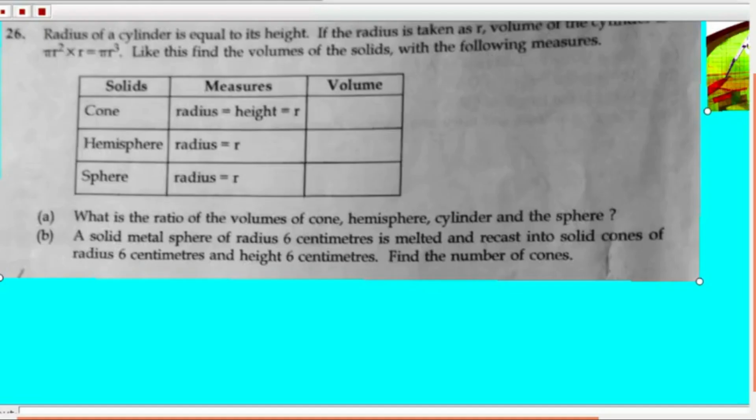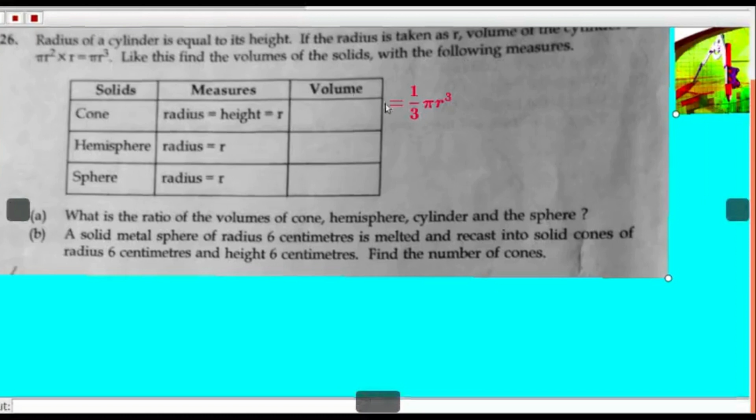Now 26th question. The radius of a cylinder is equal to its height. If the radius is taken as R, the volume of this cylinder is equal to pi r square into R, which is equal to pi r cube. Like this, find the volume of solids with the following measures. Solid: cone, with radius equal to height. Then we have to find out the volume. Okay, the volume of the cylinder is equal to pi r cube, so the volume of the cone is equal to 1 by 3 pi r cube.